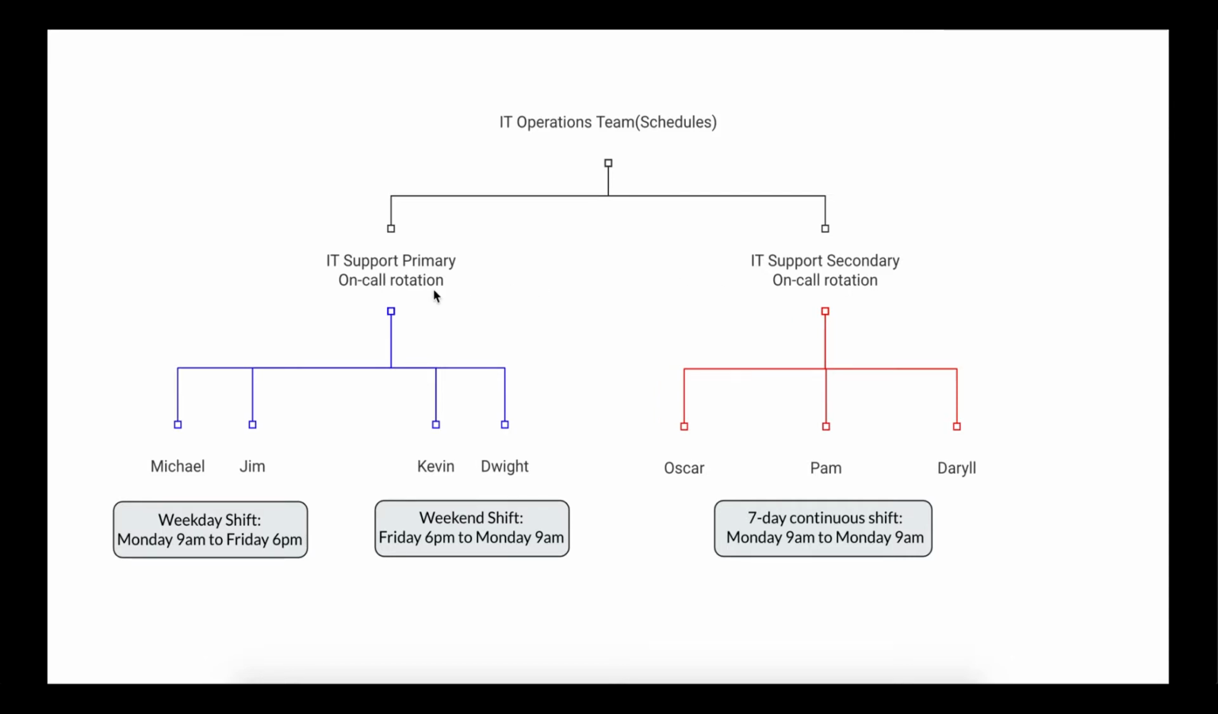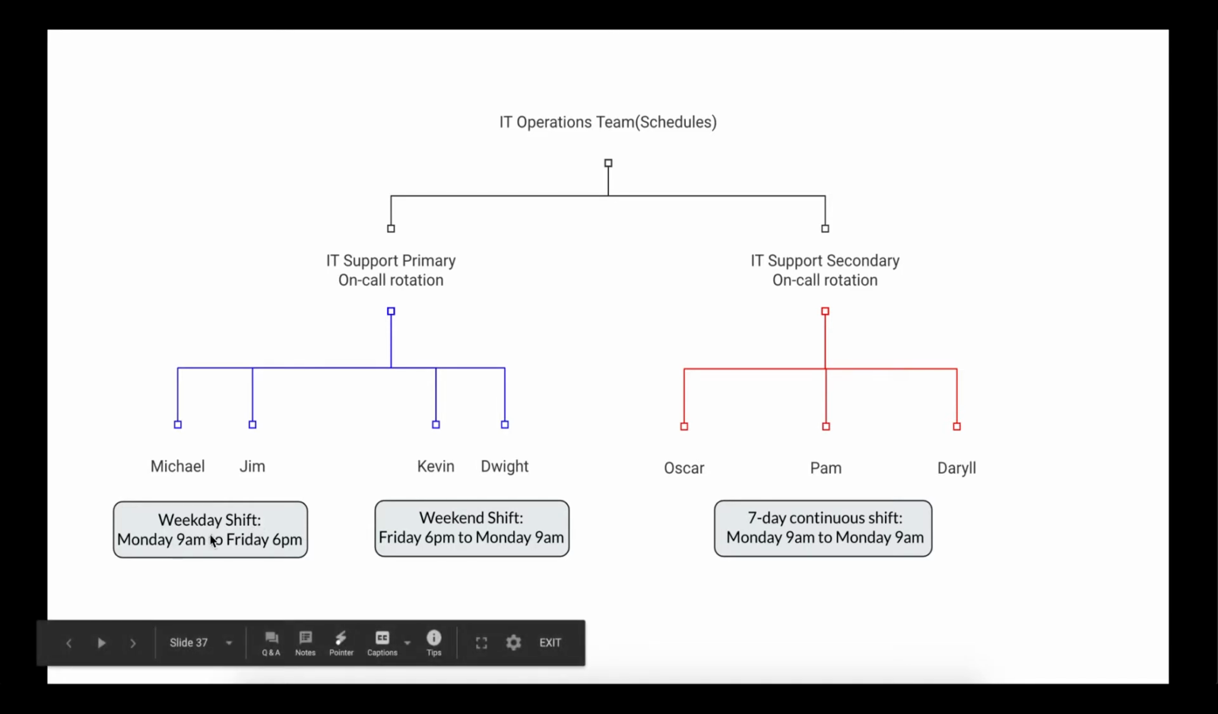The IT support primary on-call rotation consists of two shifts: the weekday shift starting from Monday 9 a.m. to Friday at 6 p.m. and the weekend shift that starts from Friday at 6 p.m. to Monday at 9 a.m. The weekday shift consists of Michael and Jim in rotation, and the weekend shift consists of Kevin and Dwight in rotation.